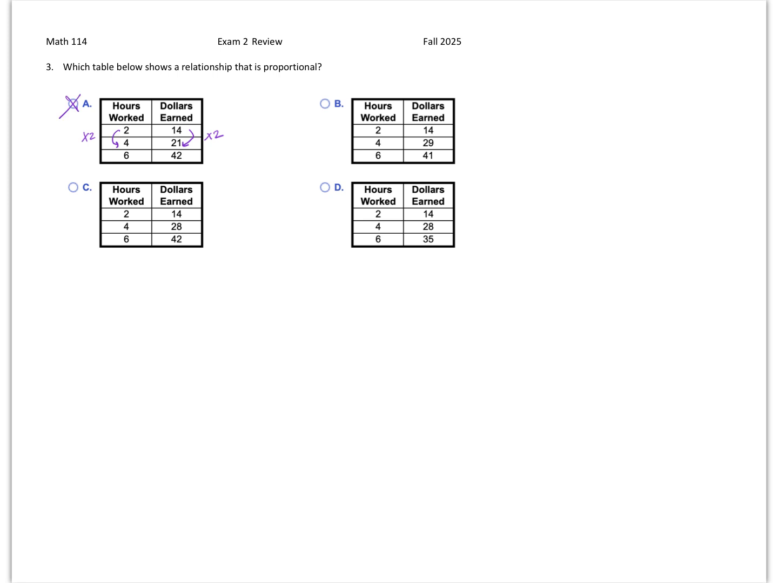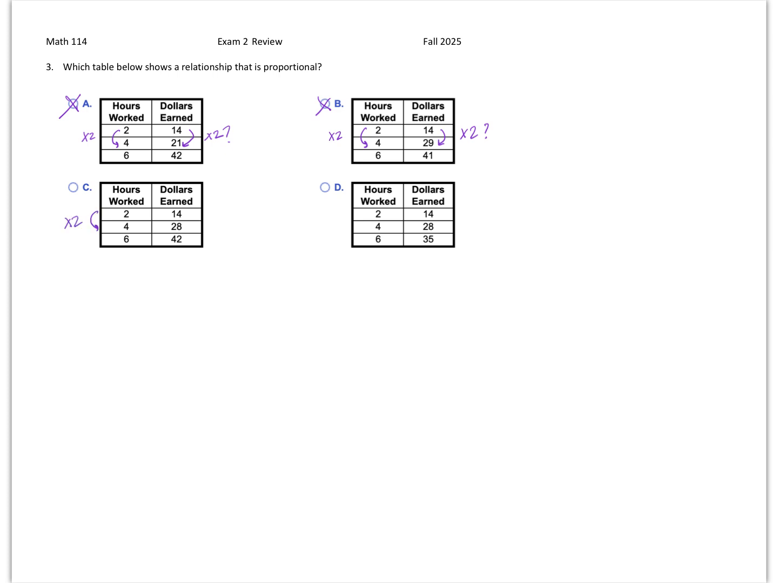Okay, let's look at B. When we go from 2 to 4, we multiply by 2. And when we go from 14 to 29, that is not multiplication by 2. So also not proportional.